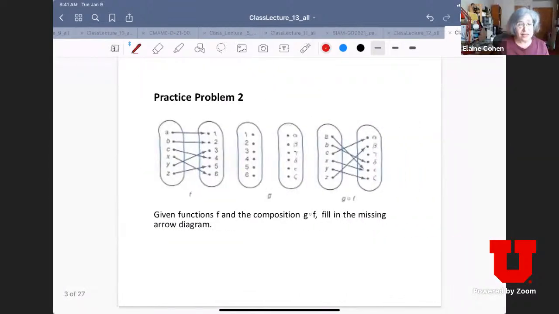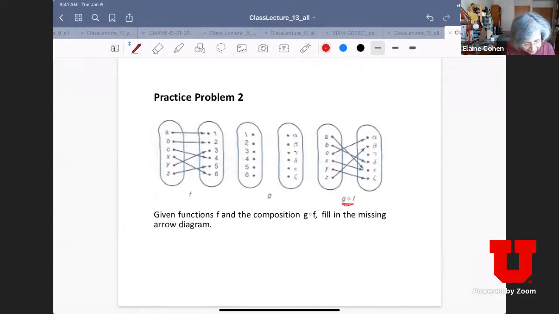So here we have another one, and this one's a little more complicated. In this problem, we're looking at function composition, and we have the function f and we have the composition, and we're saying, what is the function g? So we know the end result and we know the first mapping. So we're asking the question, what is the second mapping? Let's see if we can follow it along here.